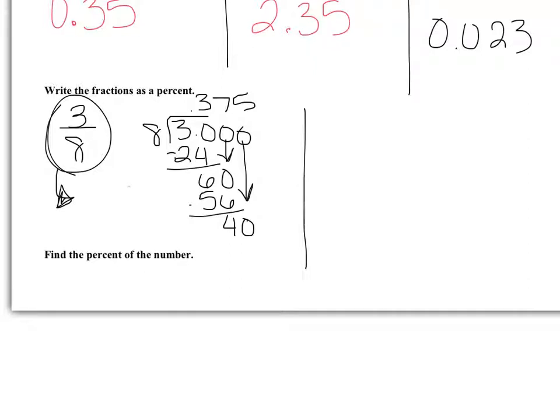Okay, once you change it into a decimal, so I have 375 thousandths, now we're going to use what we did in the last examples to change a decimal into a percent.